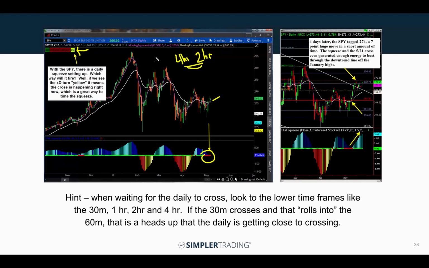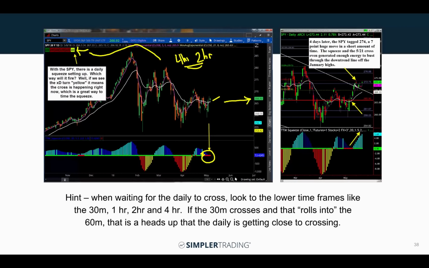So we had a heads up that very likely the daily was going to cross. And that's what I love about these rolls, is that these moves are not out of the blue and sudden. You can see them roll and develop. So in this case, you can buy calls on the spiders or get bullish your favorite stocks, because if there's a squeeze on the index, guess what? That's going to impact almost all the stocks that you like. So here we are at 266.92. 4 days later, we get to 273 and change.